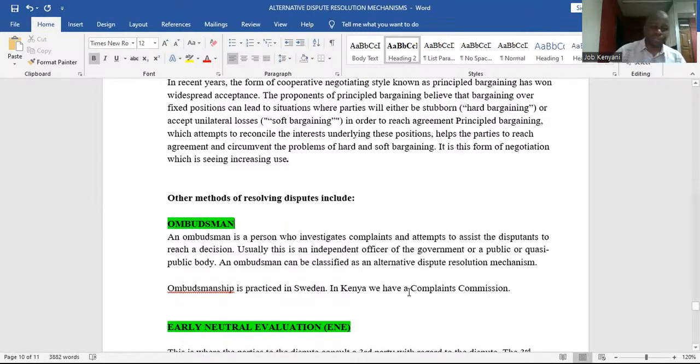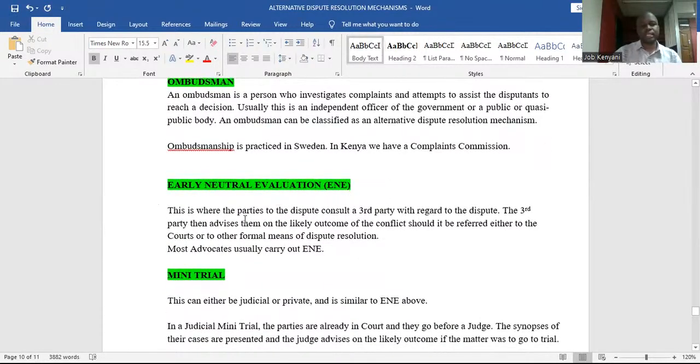Early neutral evaluation. So this is where before you go to the court, you look for a third party who can be able to advise you. So this is where the parties to the dispute consult a third party with regard to the dispute. The third party then advises them on the likely outcome of the conflict, should it be referred either to the courts or other formal means of dispute resolution mechanisms. So most advocates usually carry out ENE. So you seek consultation or actually advice before you proceed to the court. So then the lawyer or basically the advocate advises you that if you proceed to the court, this is likely to be the verdict. So instead of having to go to that route, you can be able to resolve it like this. So you don't go to the court because you're looking for alternatives. Instead of having to go to the court, you can look for expert advice.